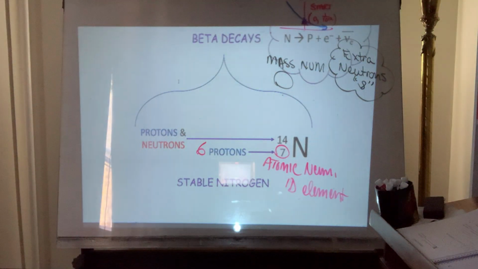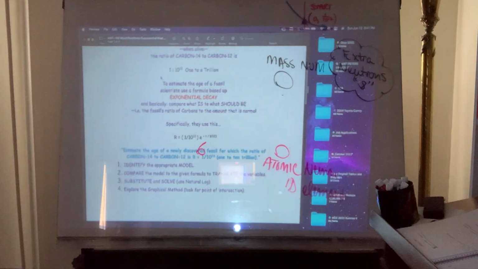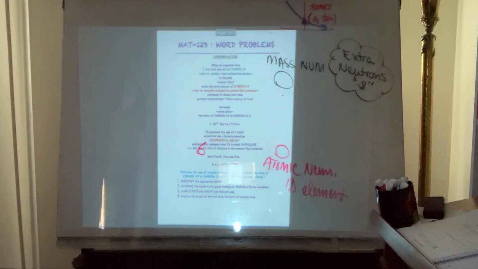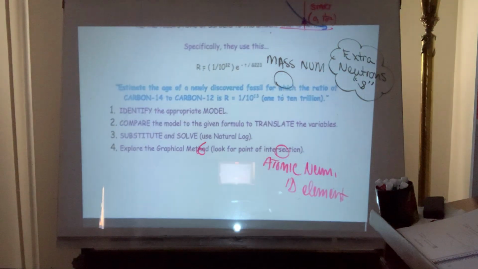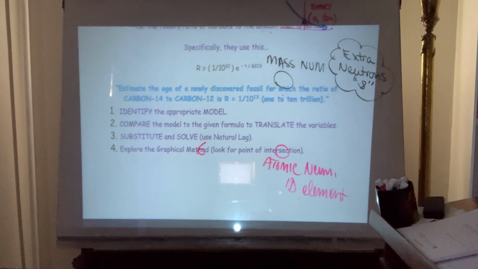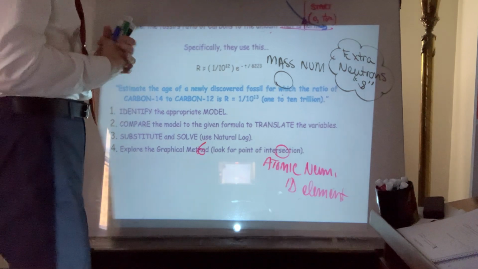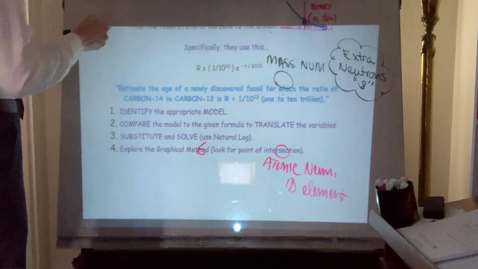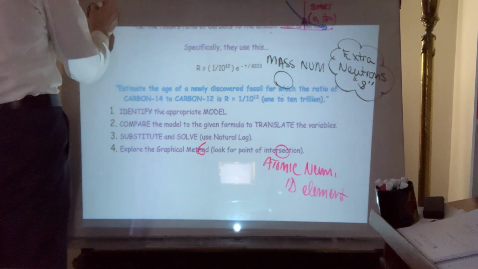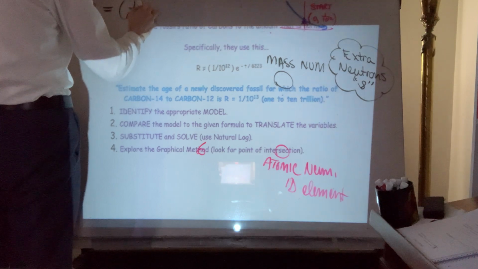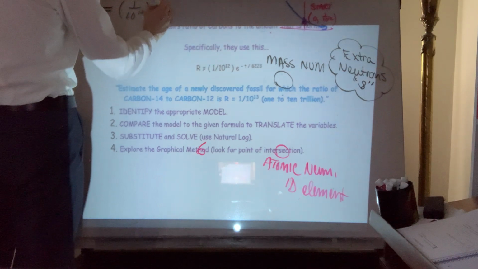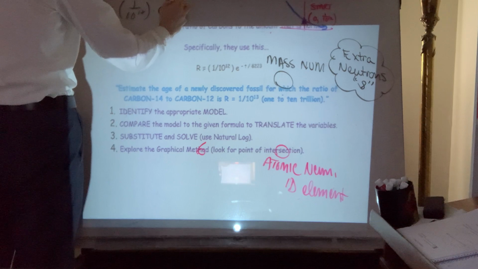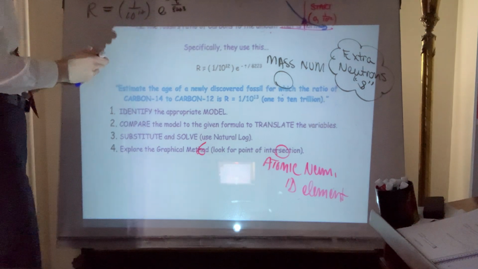Anyhow, getting back to the other parts of our conversation here. I'm going to substitute and solve, and when it is imperative to do so, you employ natural log as a technique. Then I'll show you a graphical method for finding the same information. I'm going to write this over here and then turn off my projector. So we have this: r is equal to 1 over 10 to the 12th times e to the negative t over 8,223.